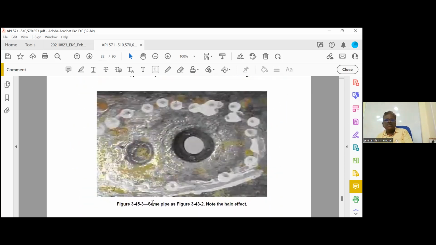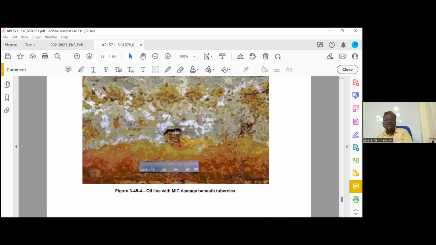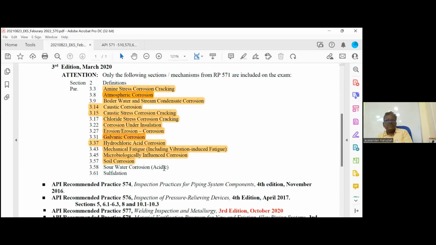So this is the cup-shaped pit. You can see here a big pit. Inside there is another small pit. So next one is sour water corrosion.